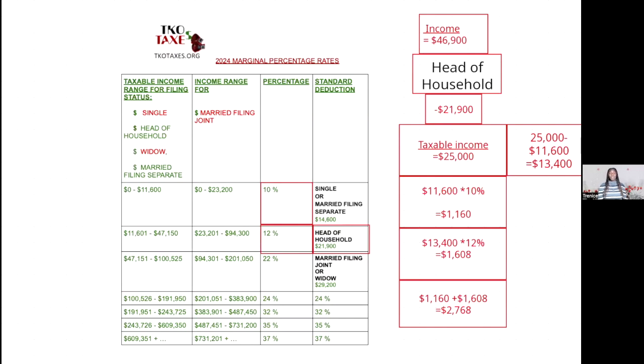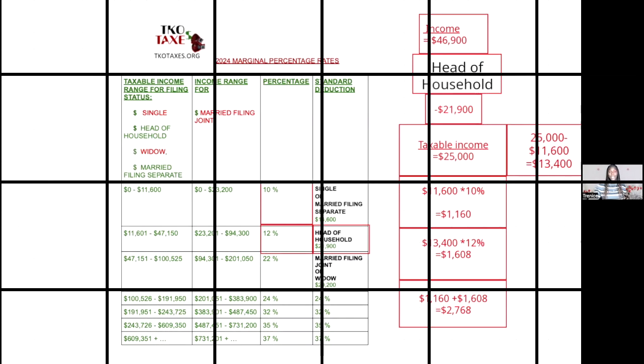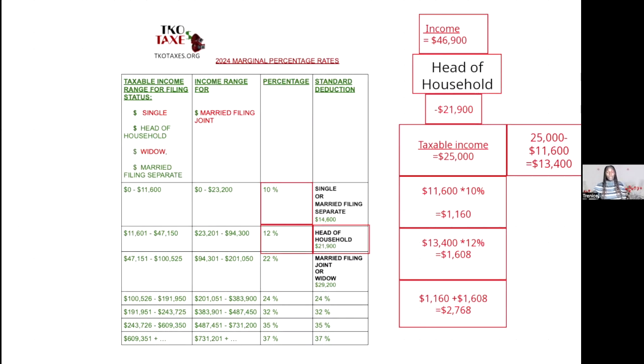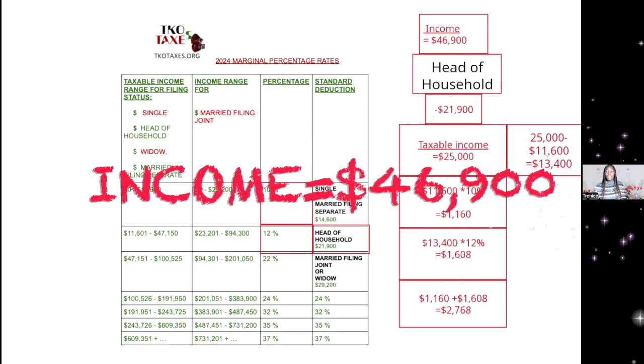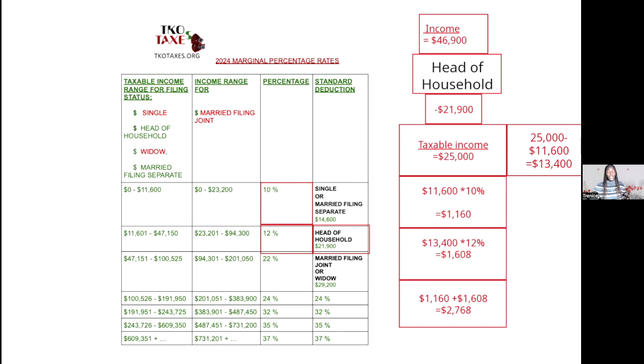Okay. So here are the marginal percentage rates that are going to be used to configure your 2024 federal tax bill. If you take a look at our chart, I know it's a little confusing, but we're going to go over a simple example to help you understand it just a little bit better. Let's say that for the 2024 tax year, you had a total income of $46,900 and you have a head of household filing status.